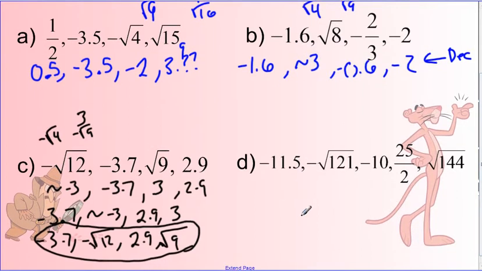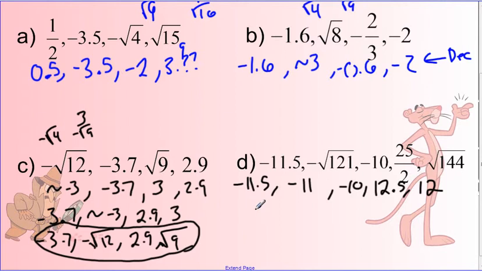Letter D. Doesn't he look fun? Okay, so decimals. -11.5. This is a perfect square. That one actually works out. That is -11. And -10, 25 over 2. Well, to change that to a decimal, we would divide, or if you know what half of 25 is, because you're dividing by 2, that's what half means. Half of 25 is 12.5. And 144 is a perfect square, 12.